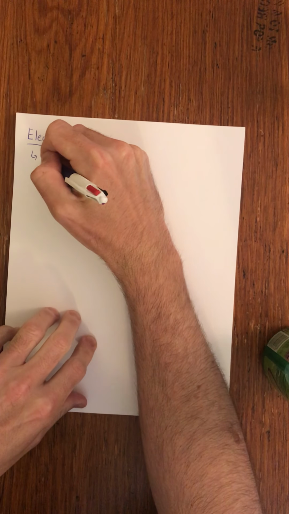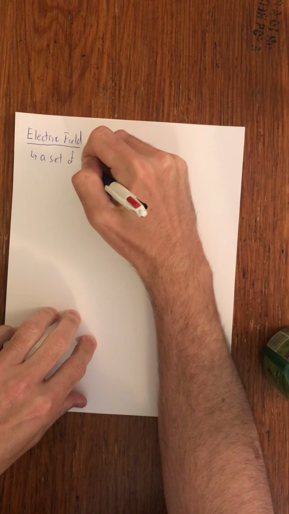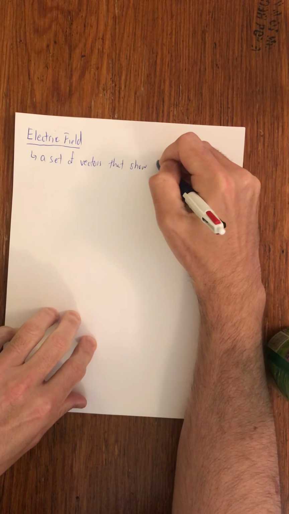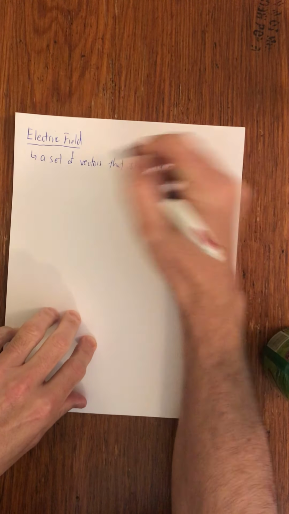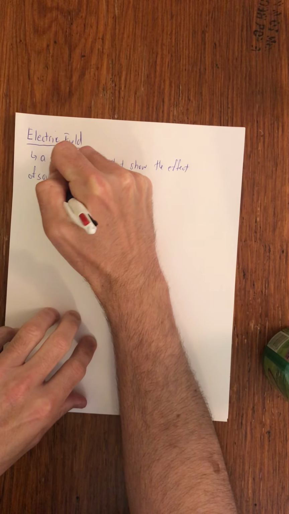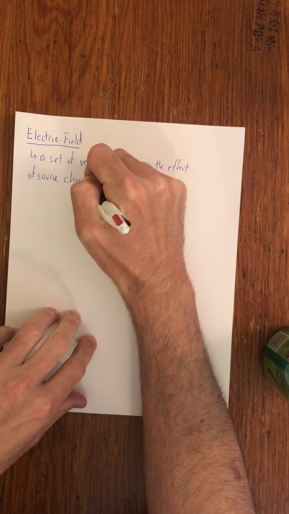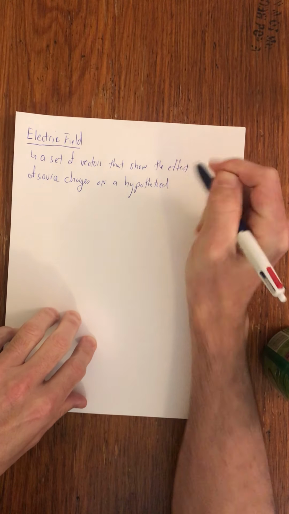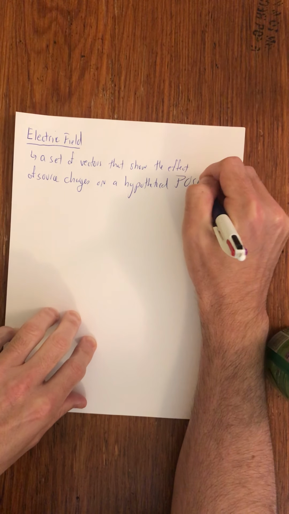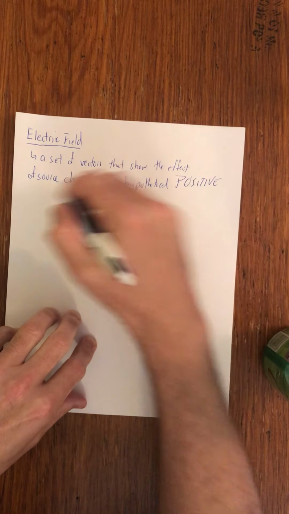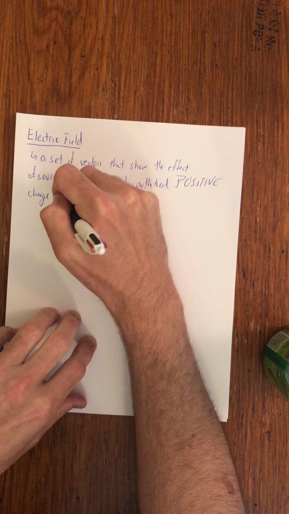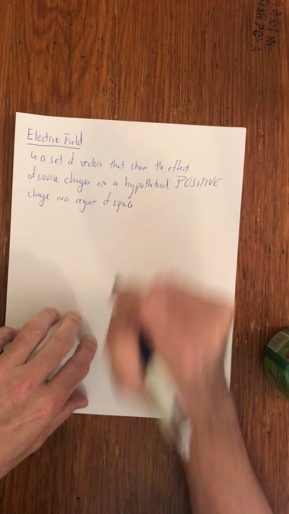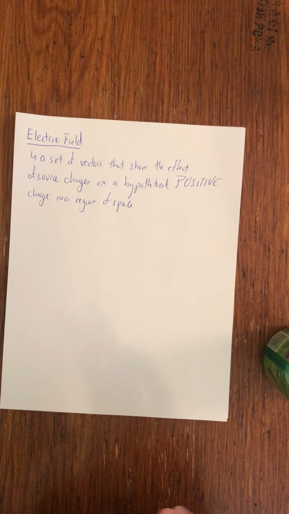Once again, the electric field is a set of vectors that show the effect of source charges on a hypothetical, and now here's the important thing, positive charge in a region of space. Okay, so it's imagining what's going to happen to that positive charge.